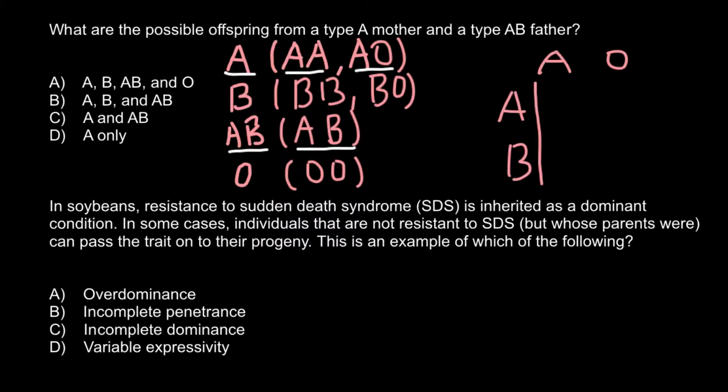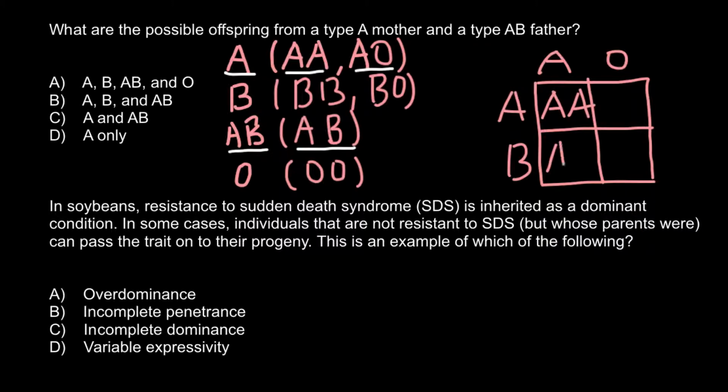Now we can build a Punnett square and see what variants in the progeny we may have. Here we would have AA, AB here, AO here, and BO here. As you see, we have four different genotypes here, but let's count phenotypes.